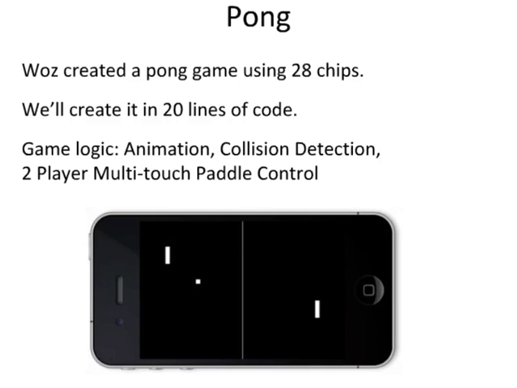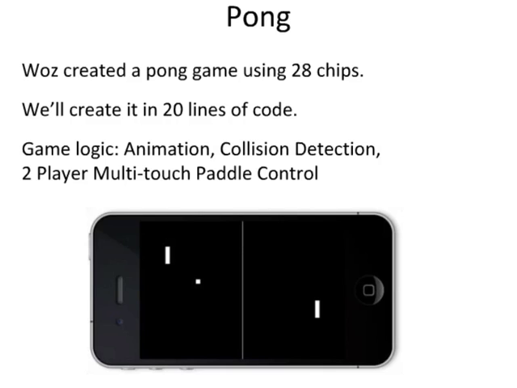I started this book when I first pitched O'Reilly on it. This is the chapter I presented. I showed that you could write this game in about 20 lines of code, and it's a fully functioning game of Pong. It has animation, collision detection, and 2-player multi-touch controls. I think that makes for a great way to learn any platform. It's usually the first thing people build when they want to learn a new language or a new platform. So I thought it was very appropriate to start off doing this.